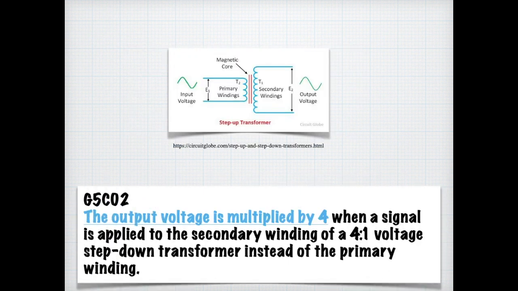So a test question would be, what happens if a signal is applied to the secondary winding of a 4-to-1 voltage step-down transformer instead of the primary winding? Basically 4-to-1, so you know you're dealing with the factor of 4. So what you need to remember for the test is the output voltage is multiplied by 4 when a signal is applied to the secondary winding of a 4-to-1 voltage step-down transformer instead of its primary winding.